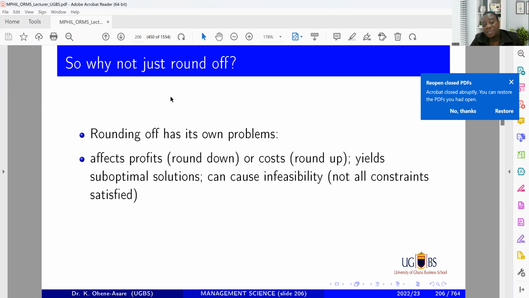The same thing if it is cost. And the cost is 39.7 million, and you make it 40 million. You have overestimated the result. So you tend to get suboptimal solutions, and this can cause infeasibility.